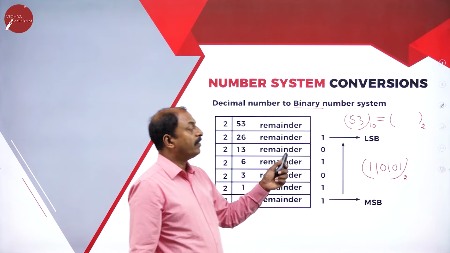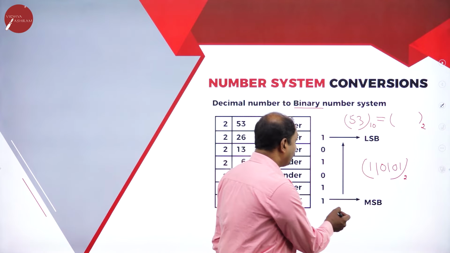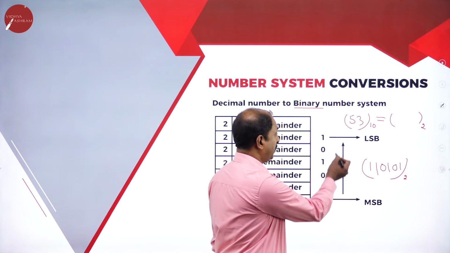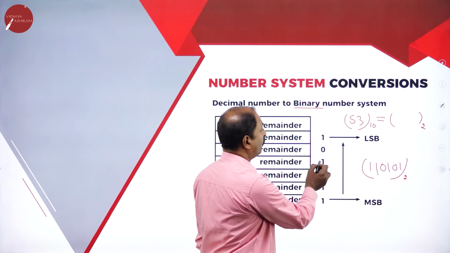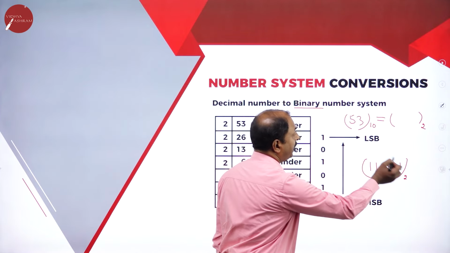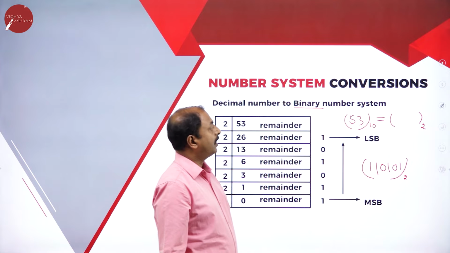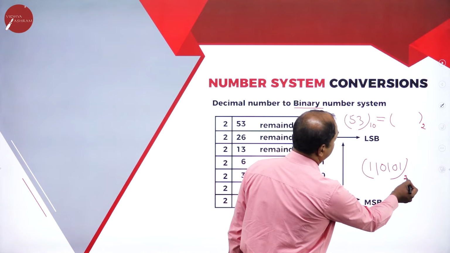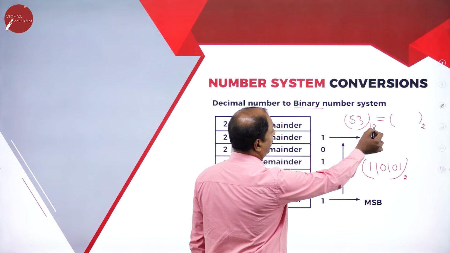So then we have to store the answer. I have to write the answer in reverse order, so from here to here. So this is from here 110101 to the base 2. Here generally we represent or write the base like this, to the base 2. Here I have written 53 to the base 10.